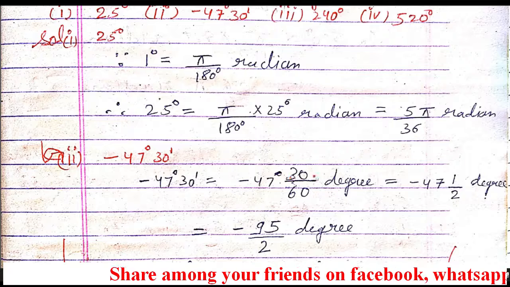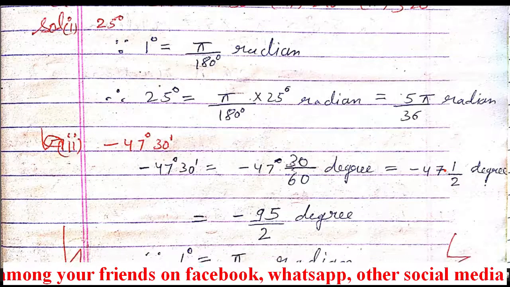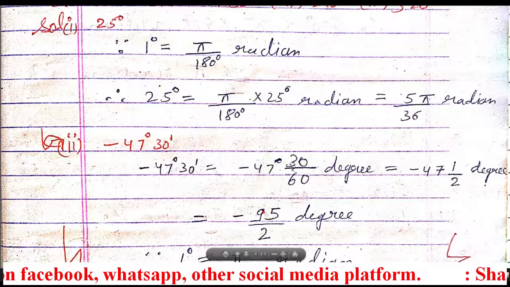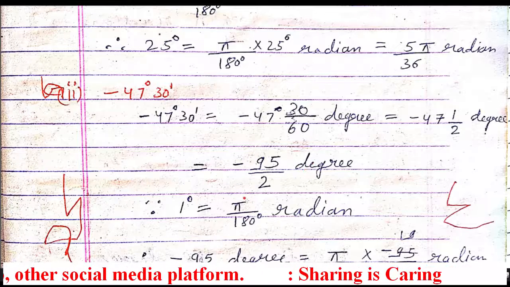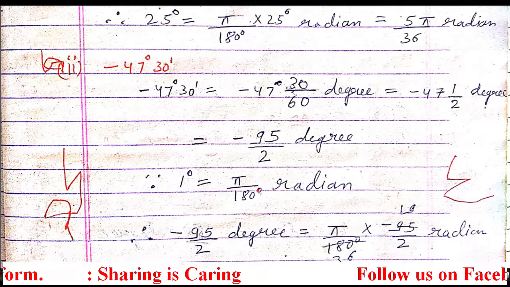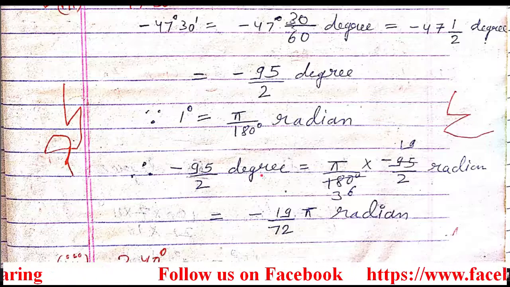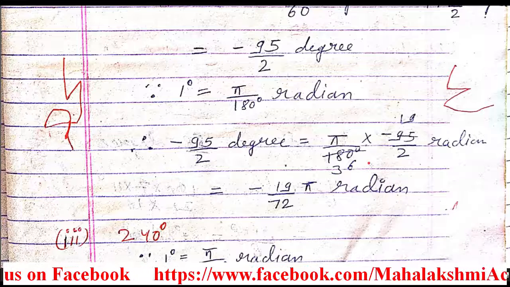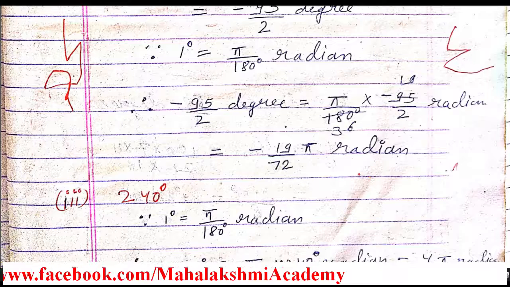Now cancel it. So you will get here half. So it's a mixed fraction. To convert into a simple fraction, 47 multiplied by 2 plus 1 will give you minus 95 upon 2 degrees. Now since the angle is converted into degrees, we can use this formula: 1 degree is equal to pi upon 180 radians. Here again degree will not come, students. Now 95 upon 2 degrees, we will multiply and cancel, and after all the cancellation you will get minus 19 pi upon 72 radian.